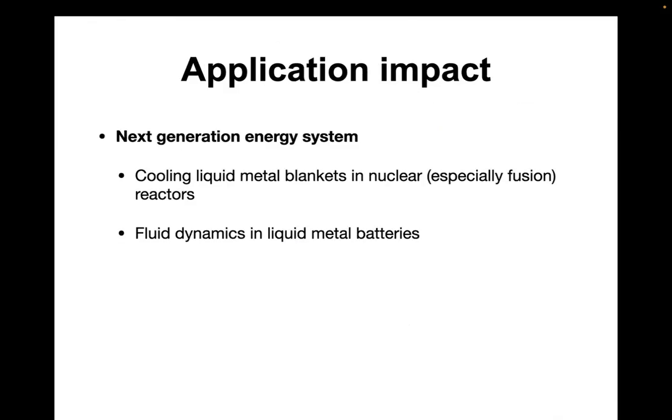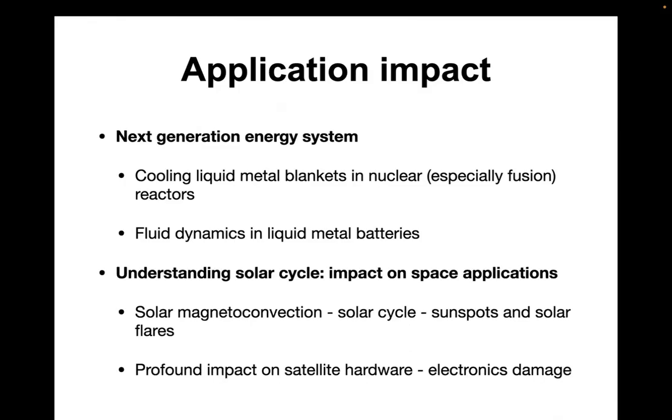Now, what are the main impacts of this work? As explained in the first slide, liquid metal magnetoconvection finds applications in the next generation and potentially highly sustainable energy systems such as cooling blankets in fusion reactors and liquid metal batteries. Also, our findings are expected to be relevant in solar convection and behavior of sunspots. These sunspots lead to solar flares that travel millions of kilometers, profoundly impacting satellites and damaging their electronics.